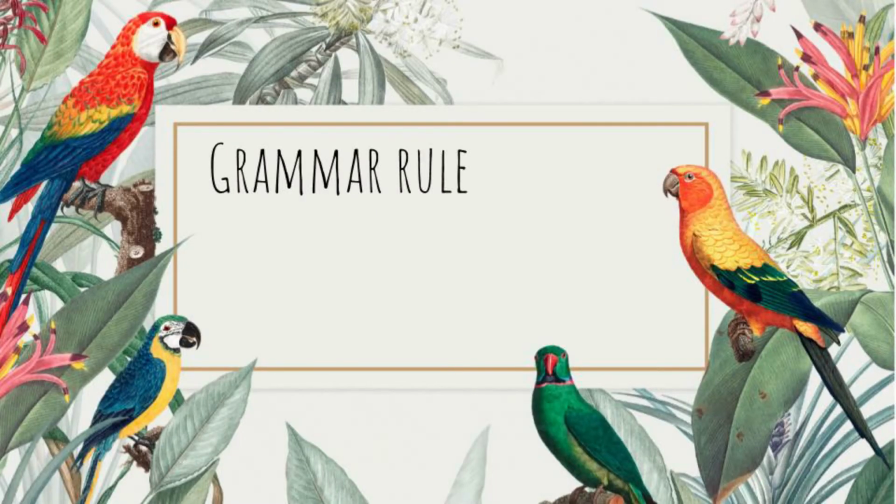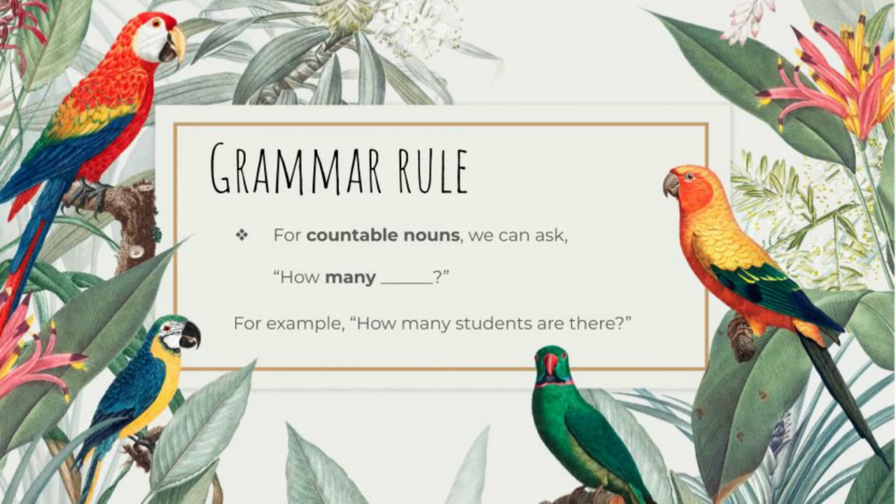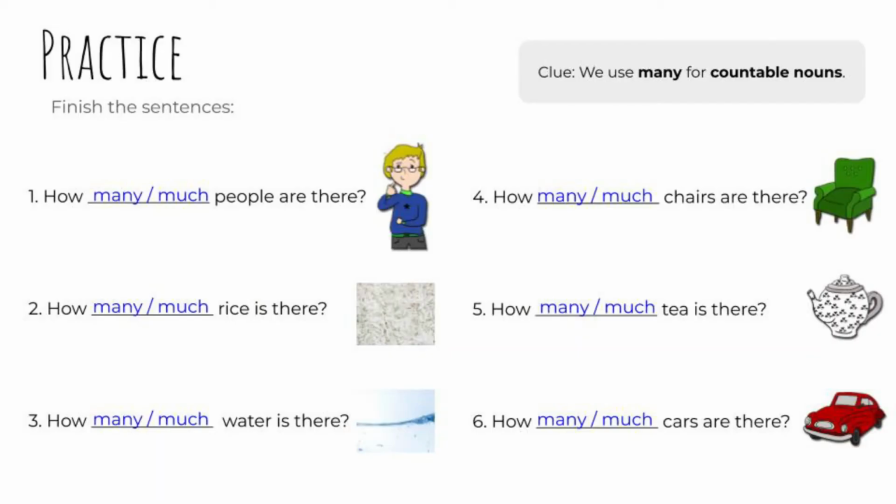Grammar rule. For countable nouns, we can ask how many. For example, how many students are there? For uncountable nouns, we can ask how much. For example, how much rice would you like? Let's practice. Finish the sentences. Remember, we use many for countable nouns. Pause the video, then come back to check.